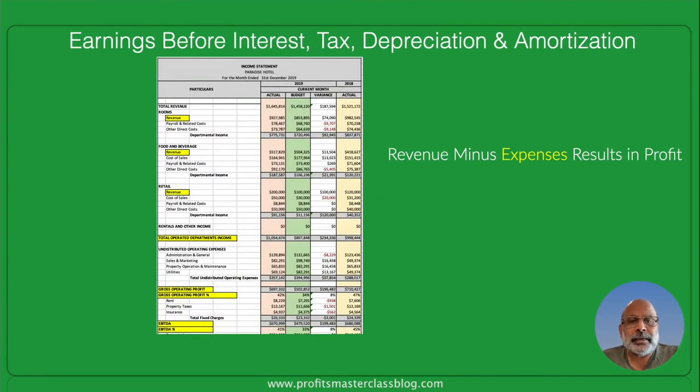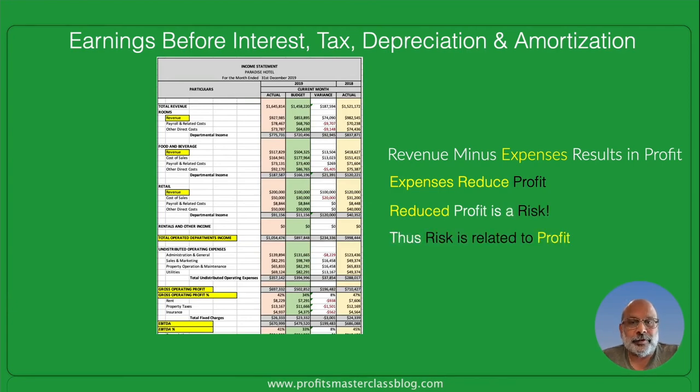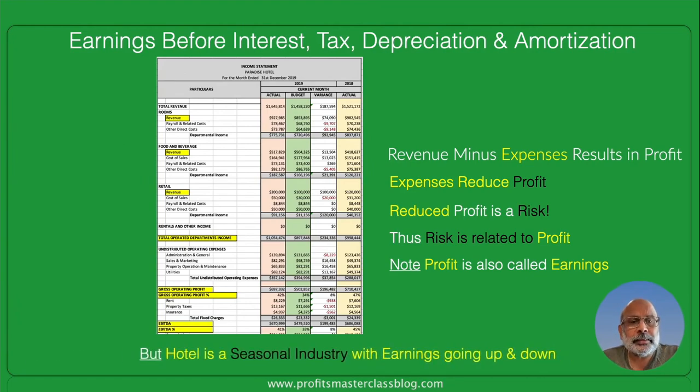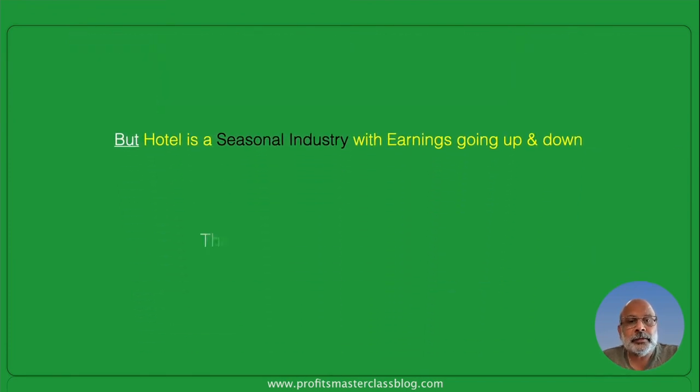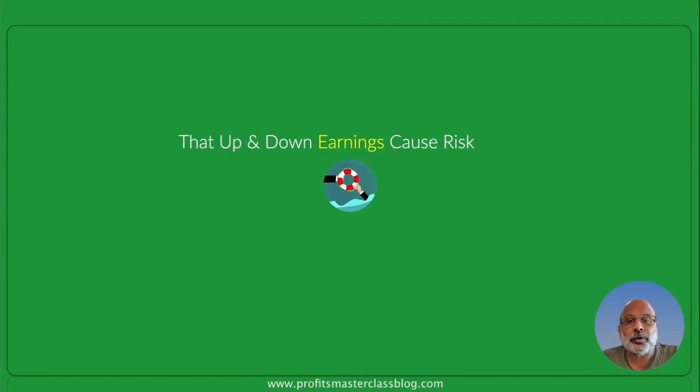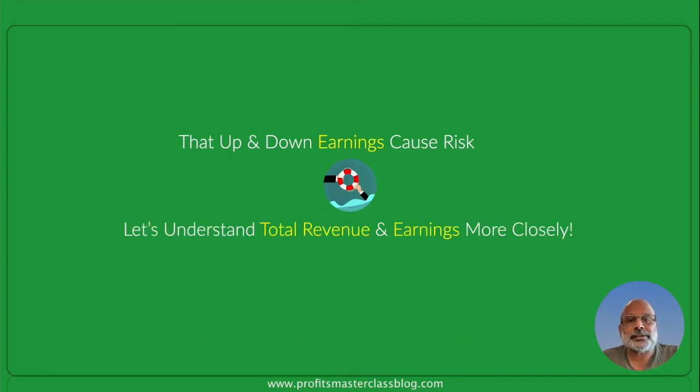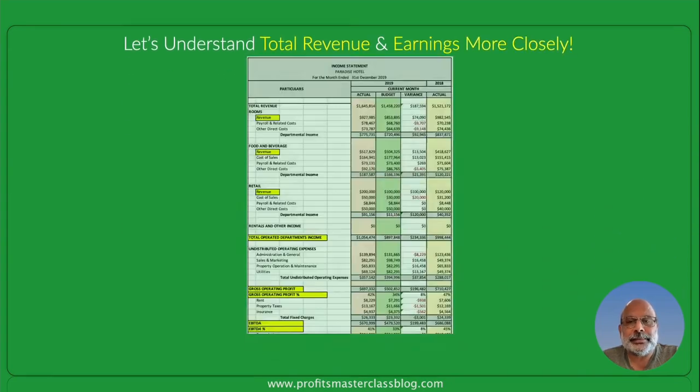Now, having said that, let's summarize what this whole profitability is about. Expenses reduce profit. Reduced profit is a risk, so risk is related to profit, and profit is also called earnings. And most importantly, the hotel is a seasonal industry with earnings going up and down. These up and down fluctuations in earnings are what cause that risk. So let's understand now total revenue and earnings, which are key to calculating EBITDA.